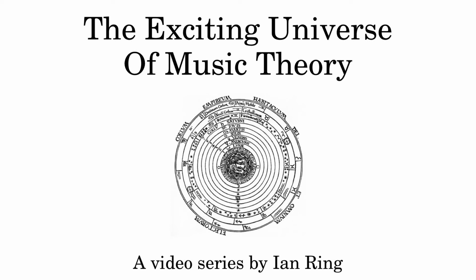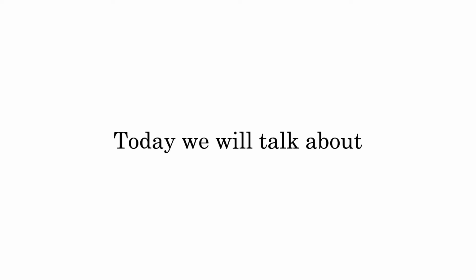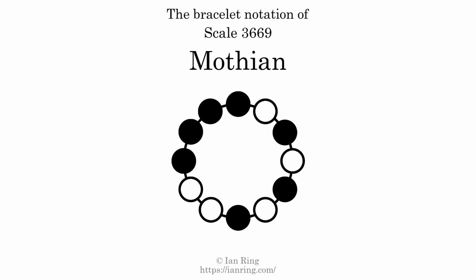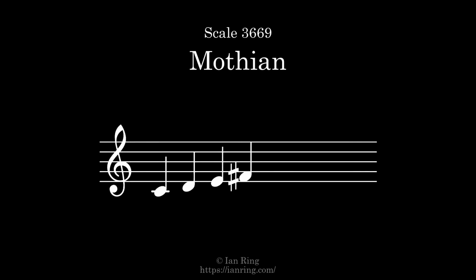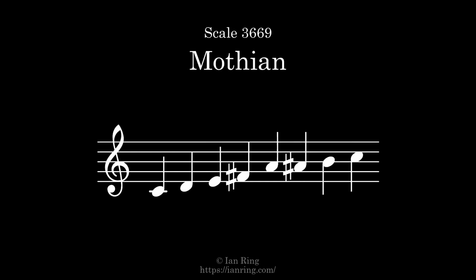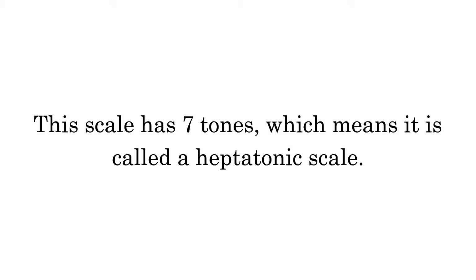Welcome to the exciting universe of music theory. Are you ready to learn? Then let's begin. Today we will talk about Scale 3669, Mothian, which sounds like this. This scale has 7 tones, which means it is called a heptatonic scale.